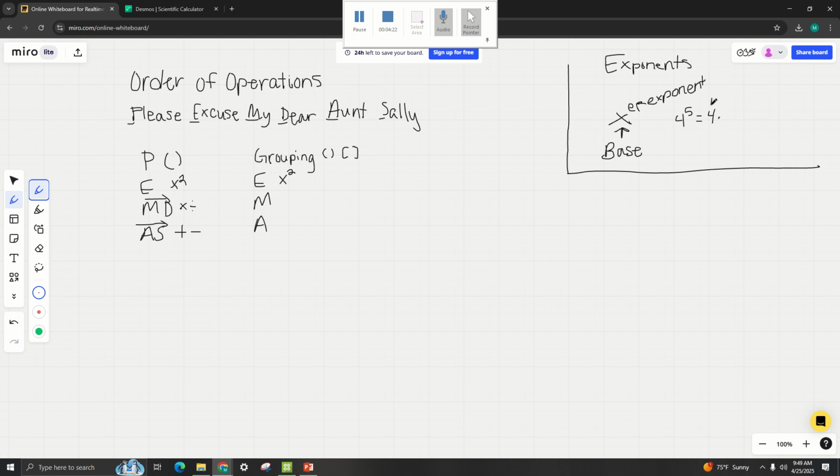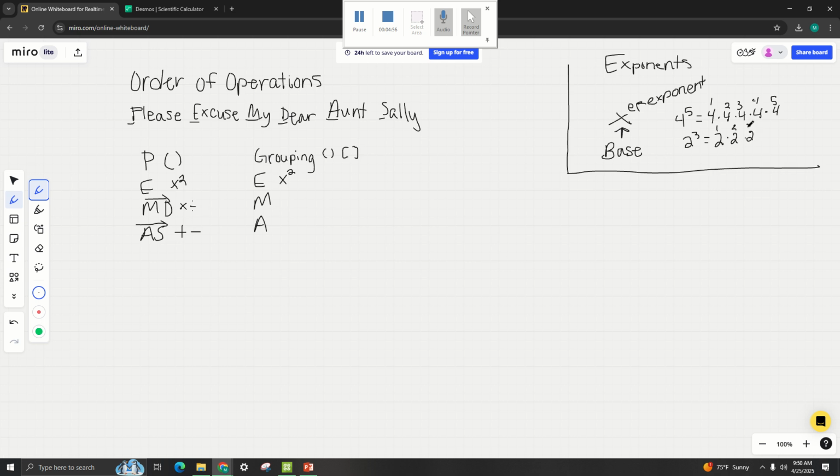There's 1 4, there's a second 4, there's a third 4, there's a fourth 4, and then this is my 5th and final 4. If I have 2 cubed, or 2 to the 3rd power, I would multiply 3 2s. There's my first 2, there's my second 2, there's my third 2.